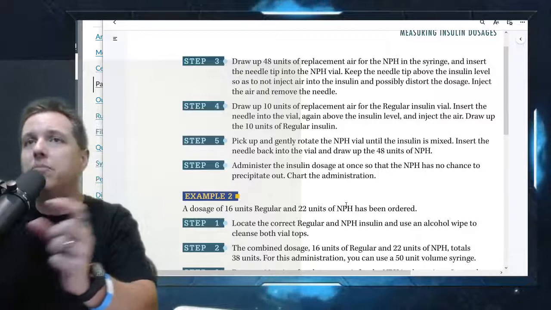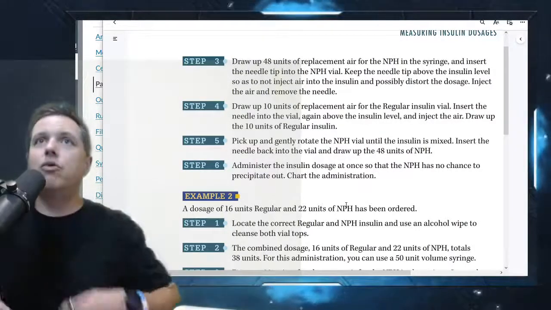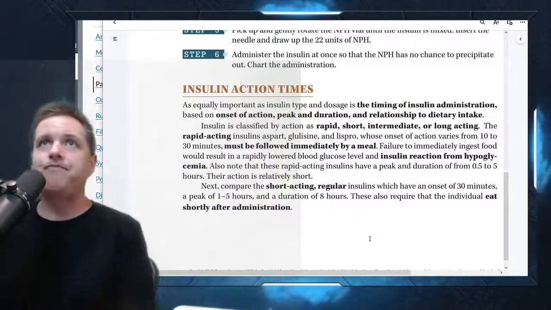Yeah, they call it replacement air. So you have to make sure that you're leaving enough room for the medicine to get injected in there, and then doing it in the right way, right?